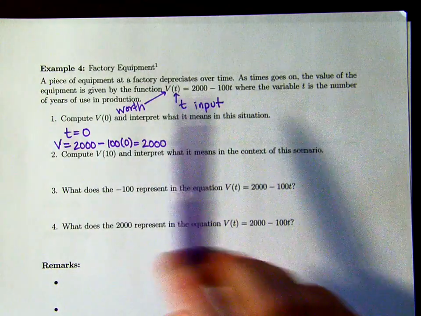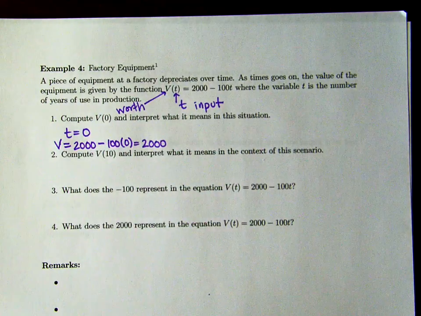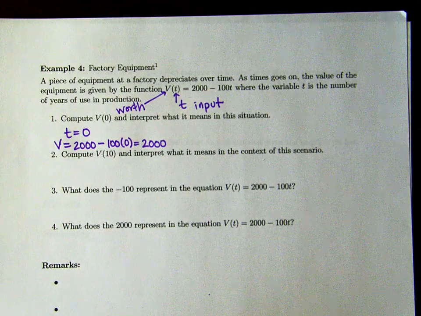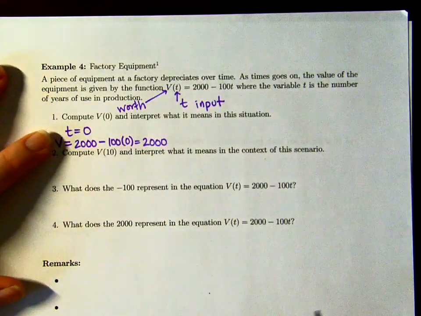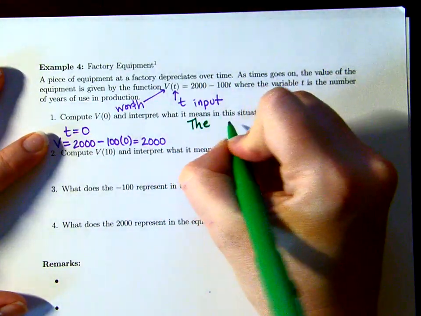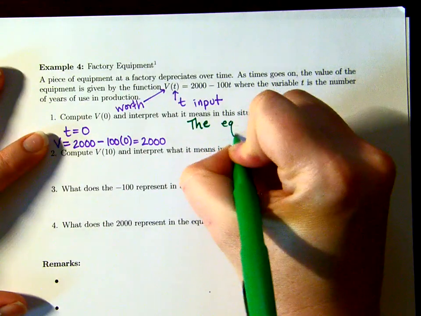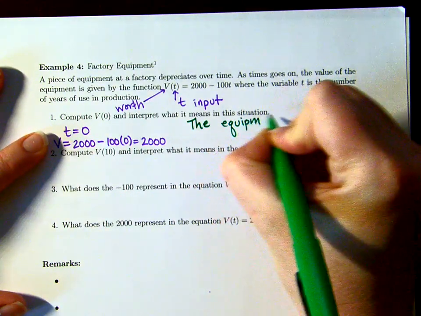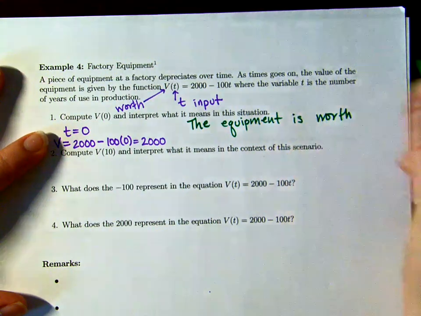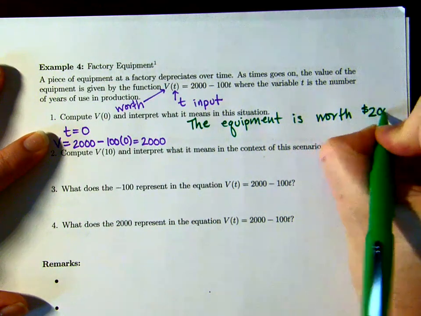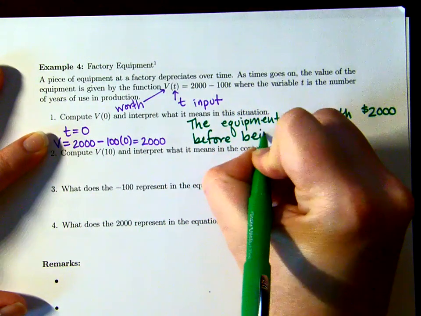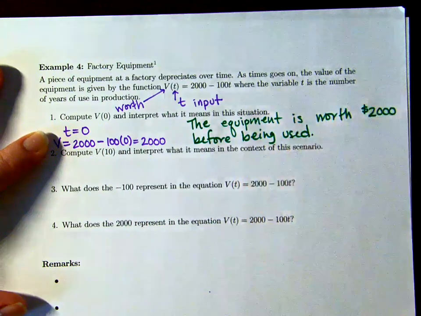Okay, I'm going to interpret this. Well, t is the number of years in use of production. So, okay, if we have not used it, it's brand new. The equipment is worth 2 grand before being used. Got it.